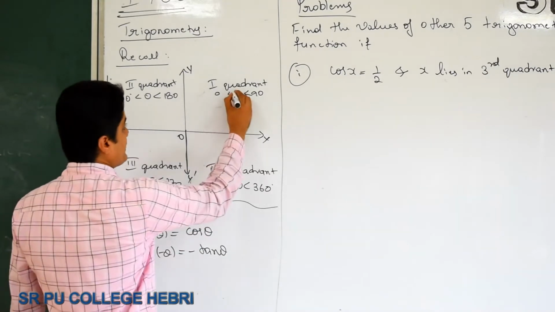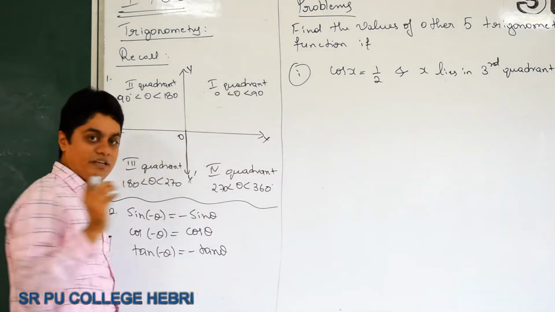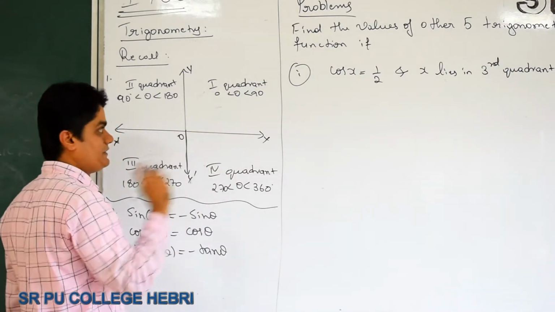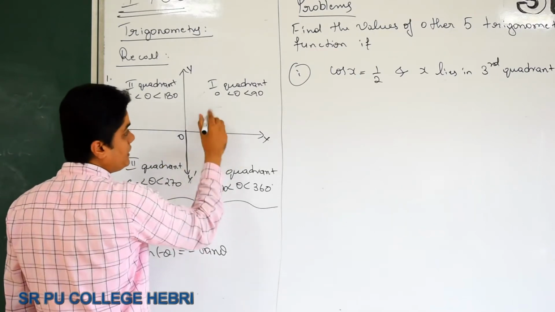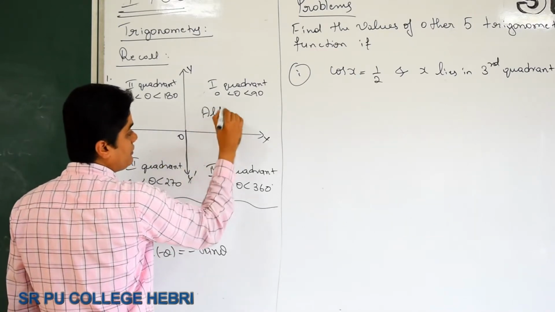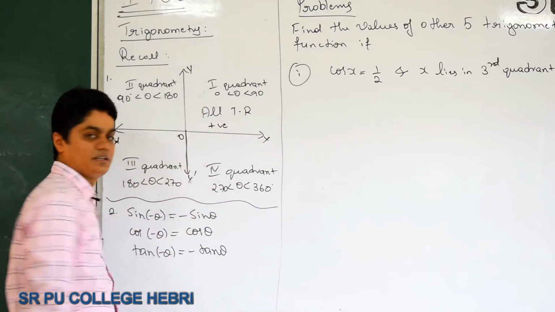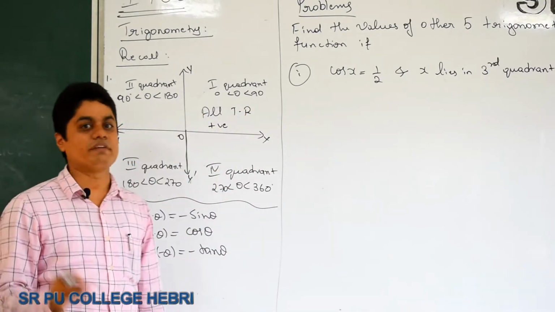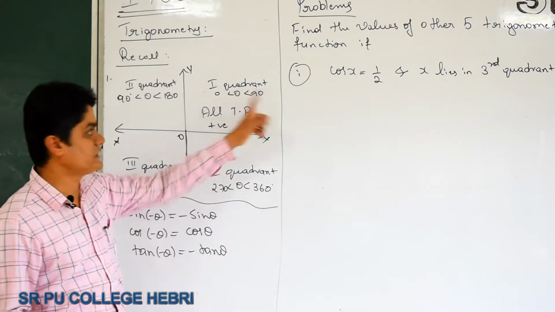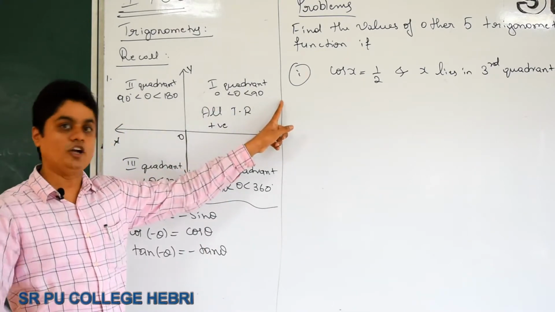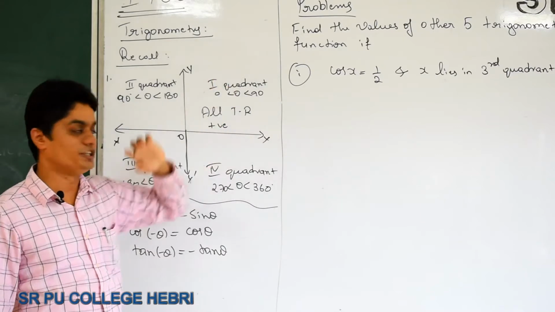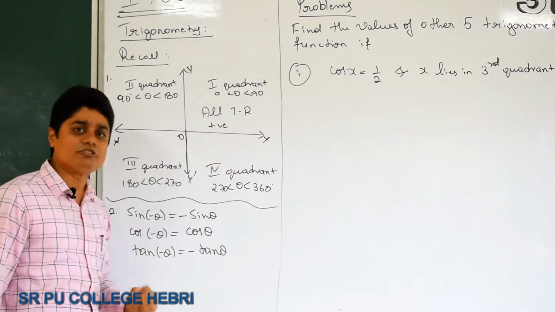The first quadrant is where theta is between 0 to 90 degrees. In the first quadrant, we know that all trigonometric ratios are positive. Whenever theta is between 0 to 90 degrees, every trigonometric function is positive. Very good. Second quadrant, positive.